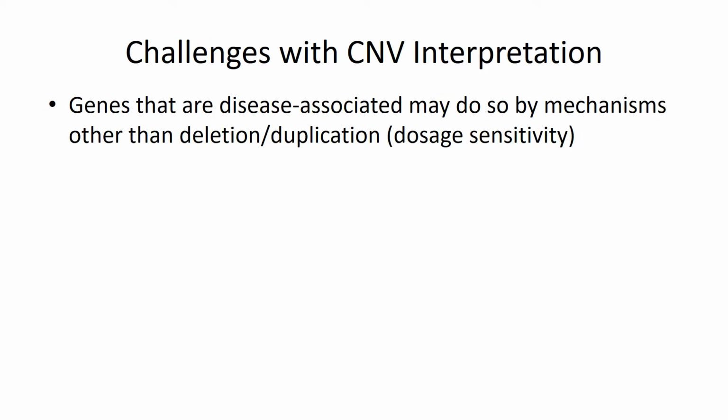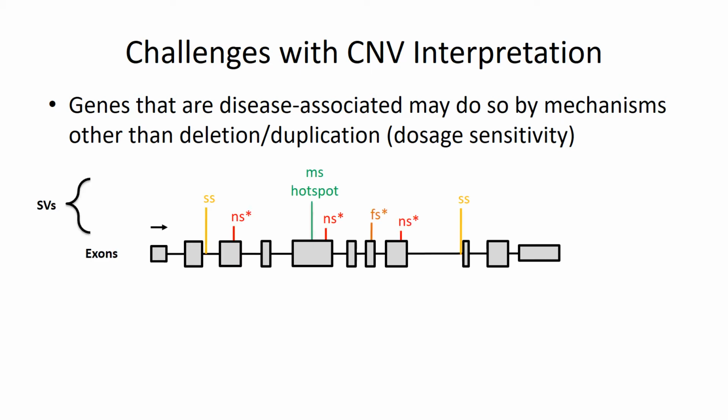Another challenge for CNV interpretation is evaluating information relating to genes, as those that are disease-associated may do so by mechanisms other than deletion or duplication, or dosage sensitivity. For any particular gene, a variety of variant types may be observed. Some variants may be disease-causing and others benign, or some variants may cause different clinical phenotypes depending on the gene. This figure illustrates the complexity of the potential mutational spectrum that may be observed for individual genes.